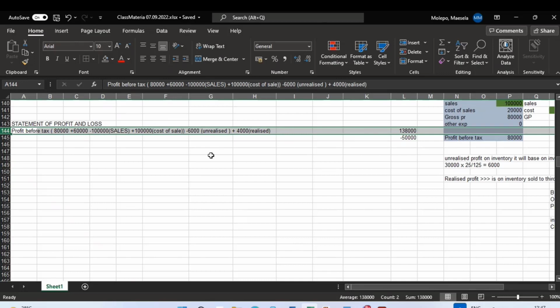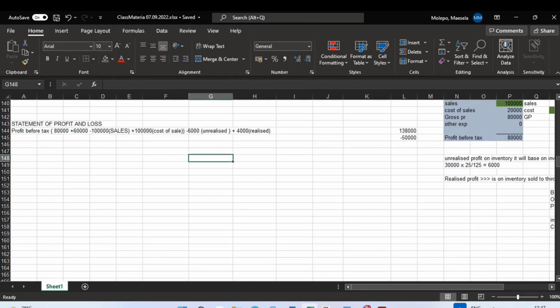Okay, then can we proceed? So we're going to have income tax expense. We said when we add all this together, they give us how much? 138, right? This one. Then we have an income tax expense.